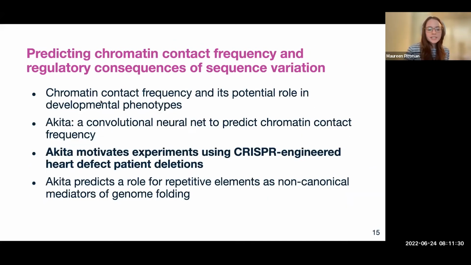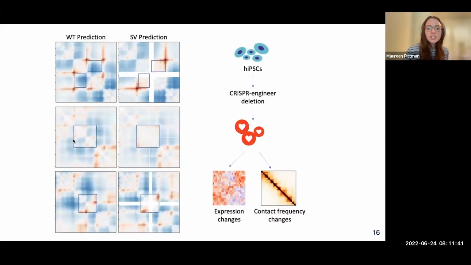So this is exactly what we used Akita to do. We scored these deletions based on how much they seem to be changing Hi-C maps, and found a few of interest, which I am showing here.